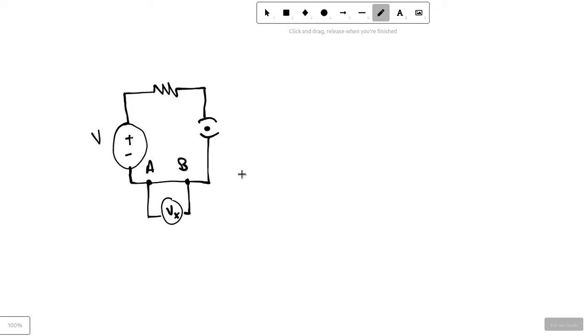Now, Vx will be the difference between the voltages at A and B, and since our current will move in this direction, we will do Vx equals Va minus Vb. Since this is only a wire, the potential here will be V, and here again it will be the same V. So Va and Vb can both be substituted by the source voltage, and this will give us 0.